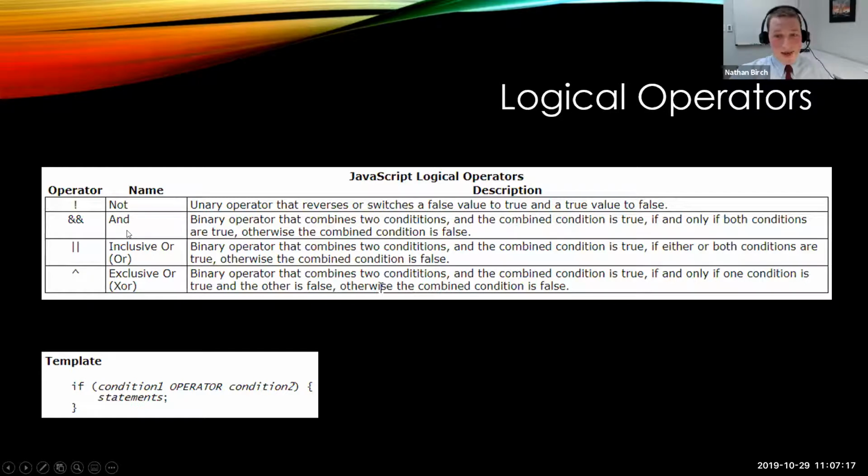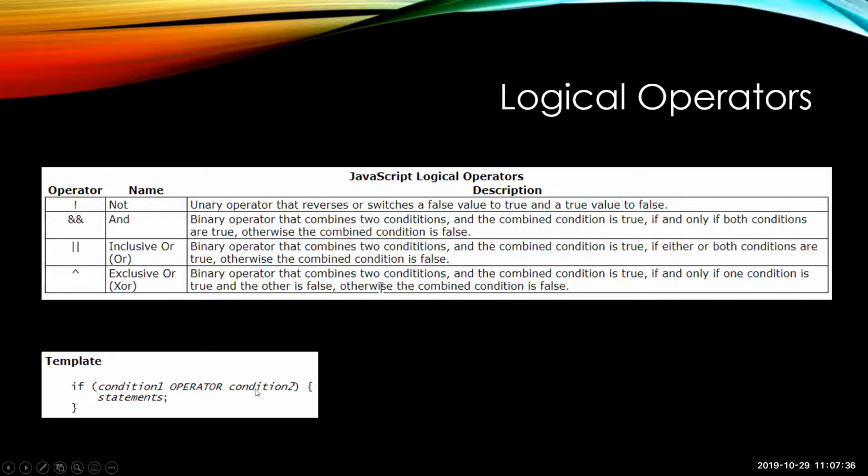The and is a binary operator that combines 2 conditions. I'll show you examples of this. But the template for the and, or, and the exclusive or is like this. I could have a condition. I could say if x is less than y, and this double ampersand, and y is greater than 20, or something like this.